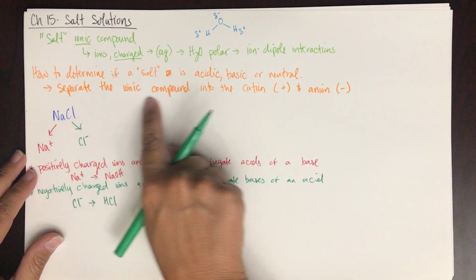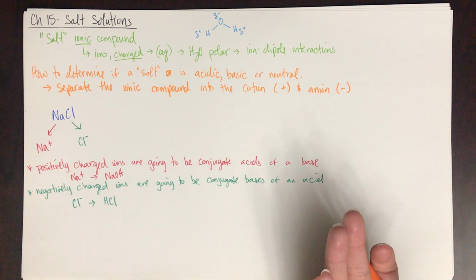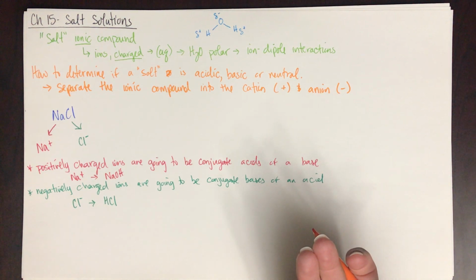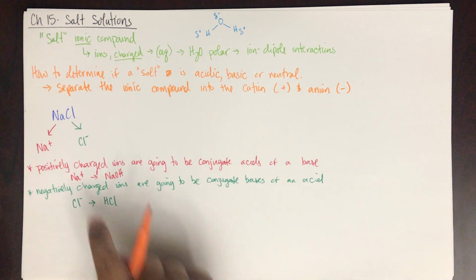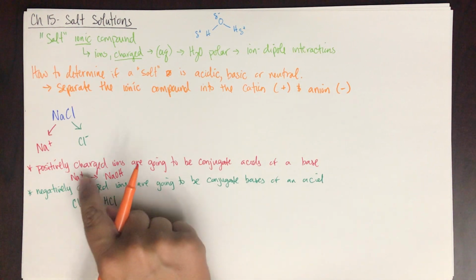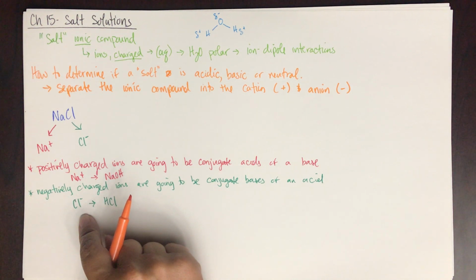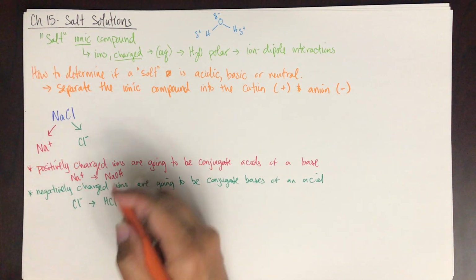First, we're going to separate the ionic compound into the cation and the anion. The next part is to determine if this salt is acidic, basic, or neutral. Well, you need to see, is this ion acidic, basic, or neutral? Is the sodium ion acidic, basic, or neutral? Is the chloride ion acidic, basic, or neutral? The way you determine that is you look at its conjugate.